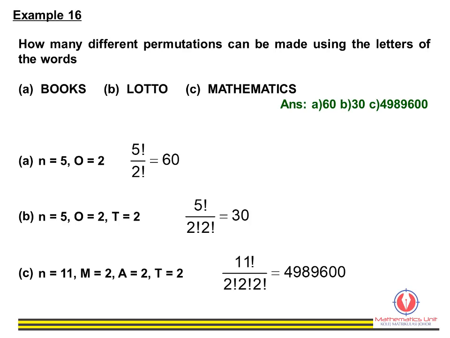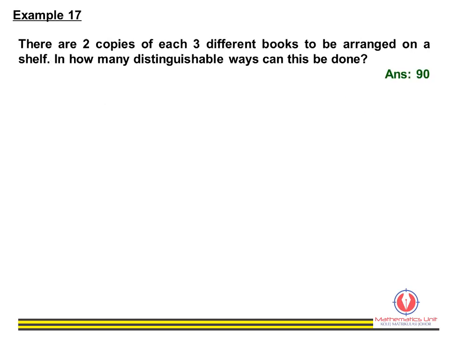Solution for C. The number of letters in the word mathematics is 11. So, n is equal to 11. There are 2 identical M, 2 identical A, and 2 identical T. So the permutations of 11 letters, with 3 sets of 2 identical letters, are 11 factorial divided by 2 factorial times 2 factorial times 2 factorial, equals 4,989,600.